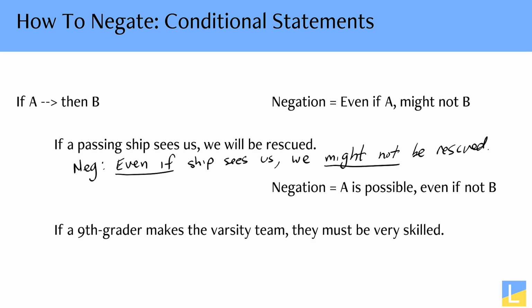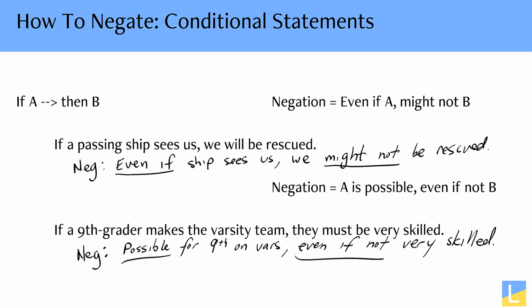For example, let's say we have this one: if a ninth grader makes the varsity team, they must be very skilled. So this sentence is asserting that if you have the ninth grader making the varsity team, that proves that they must be very skilled. Or in other words, being very skilled is necessary for a ninth grader to make the varsity team. If we're going to say that this statement is not true, what we're saying is it's possible for a ninth grader to make the varsity team, even if they are not very skilled. That's the same idea as using this construction. Even if a ninth grader makes the varsity team, they might not be very skilled. It's just that sometimes this way of wording it may make more sense to people.